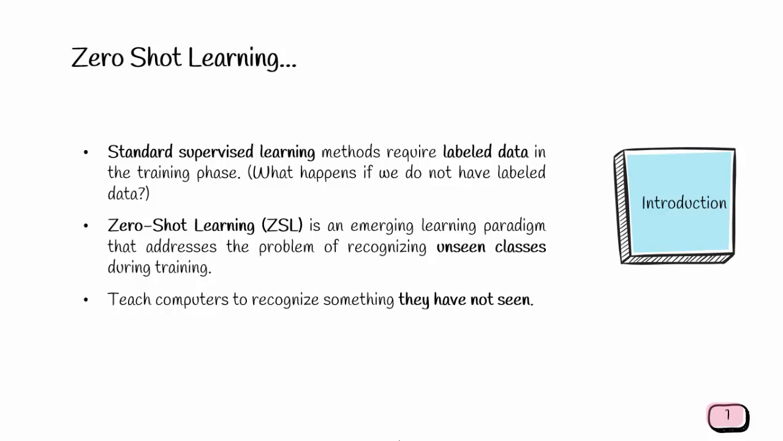What is zero-shot learning? Standard supervised learning methods require labeled data in the training phase. What happens if we do not have labeled data? Zero-shot learning is an emerging learning paradigm that addresses the problem of recognizing unseen classes during the training phase. In other words, we try to teach computers to recognize something they have not seen before.